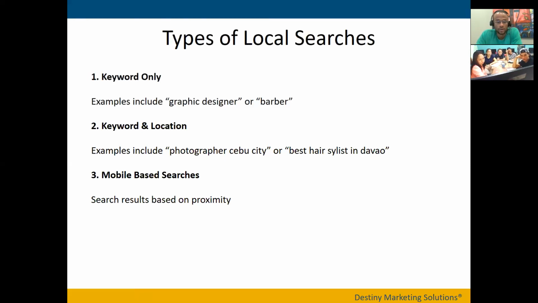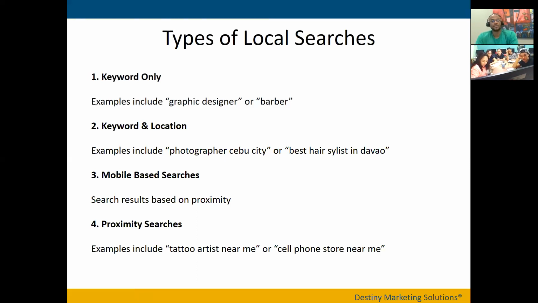The third type of local search is a mobile-based search. It's very similar to number one, but it can be a combination of number one or number two. Again, based on where you're located, you're going to get different results. So even if you're in the same city, and let's say you live far away from the office where you all are now, you might get different search results because businesses are close or far to you.